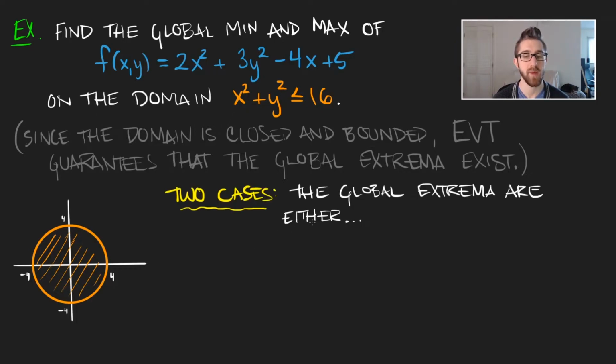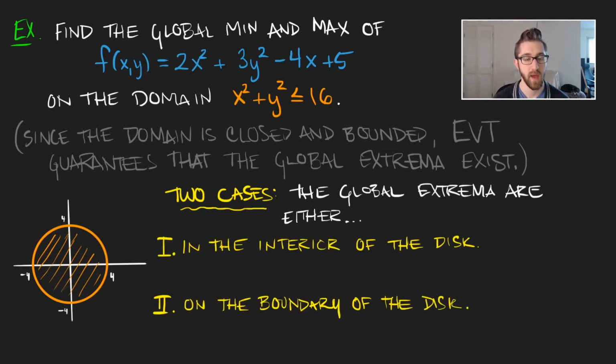In other words, we're going to break down this problem into two situations, which is the global extrema could either be on the interior of this disk, they could be on the inside, or they could be on the boundary. And the usefulness of making this distinction is that in each of these separate cases, we have different ways of finding where the global extrema could be.